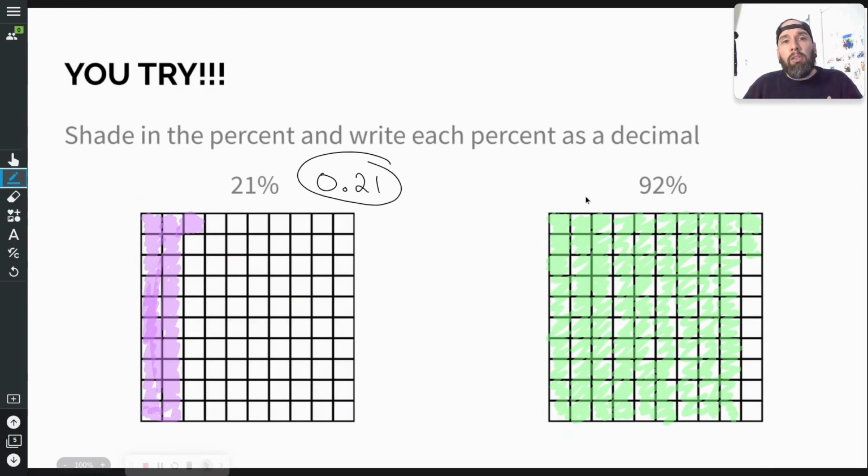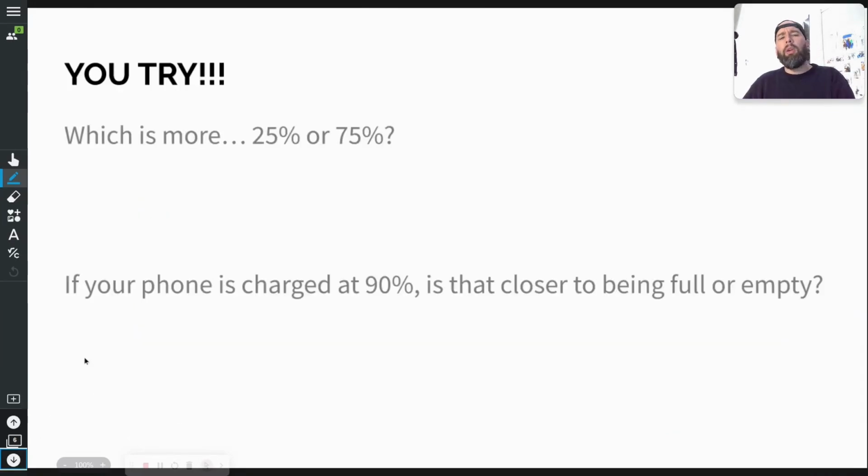And that's 92 out of 100. So 92 hundredths is written as 0.92. Now, which is more, 25% or 75%? If I have one that says 25 shaded and one that says 75 shaded, 75 is going to be a whole lot more.